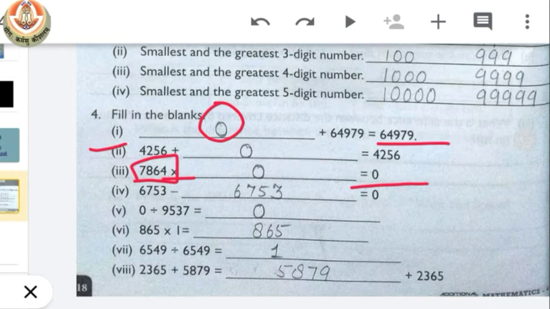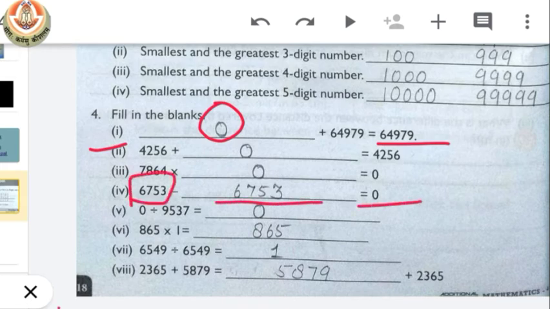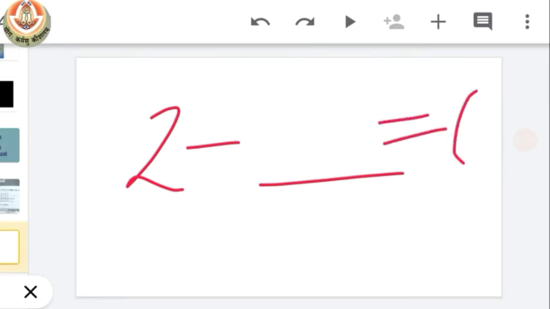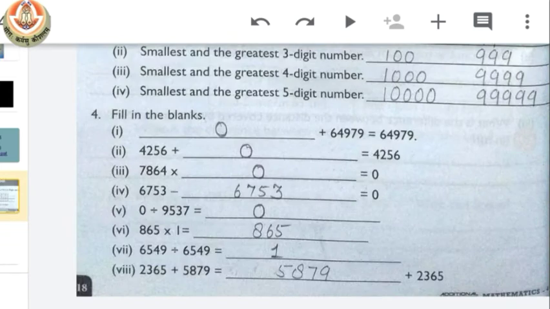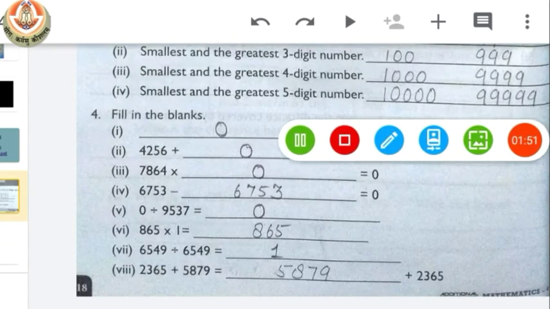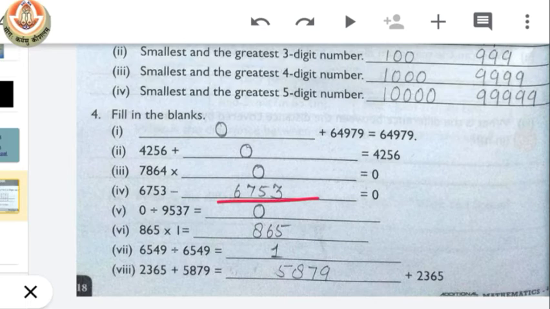Now they are asking which number we have to subtract from the given number to get answer 0. That means they are asking that if we have 2, then what should we subtract from 2 to get answer 0? That means we have to subtract the same number to get answer 0. So the answer for the blank is 6753.